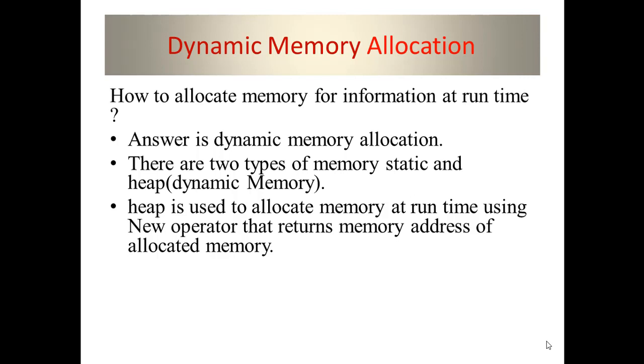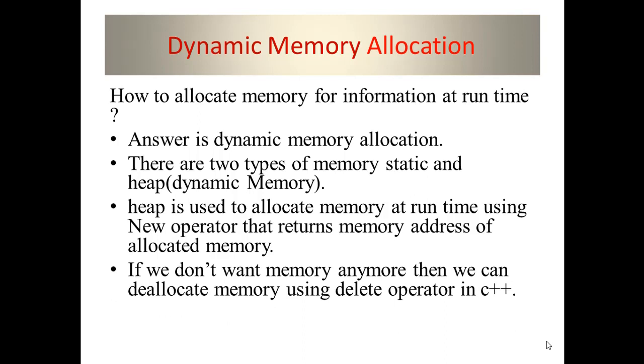While on the other hand, we use static memory when we know in advance the size of the data, right? Then we use static memory and we save that data on the stack. But when we don't know the length of the data, we don't know what type of information the user will provide us, then we save such data on the heap. If we don't want the memory anymore, then we can deallocate it. We can free the memory so that other operations can use the same memory.